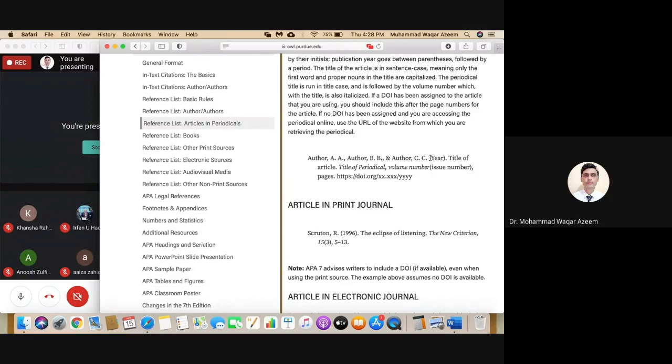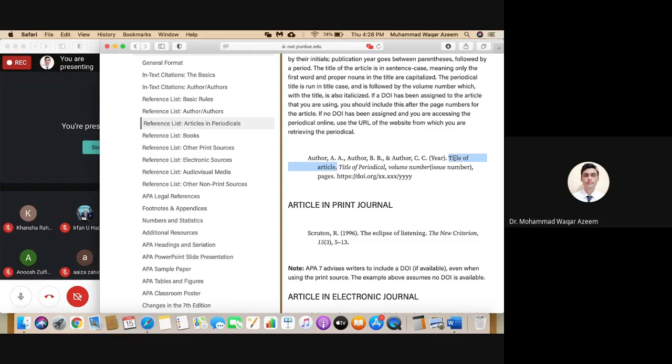Now after that, this piece of information is required in the citation for a research paper in a journal. This piece of information is the year in which that article has been published. You put the year in parentheses and then you put a period over here. After that, you write the title of the article.